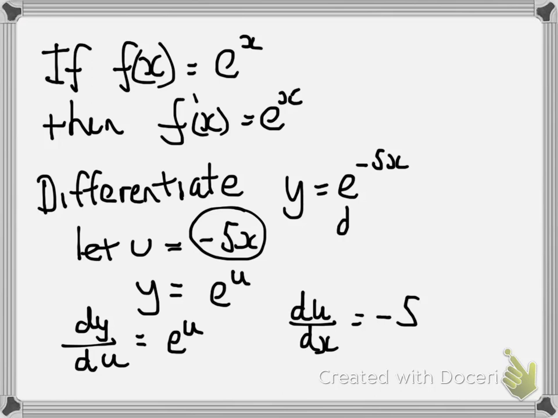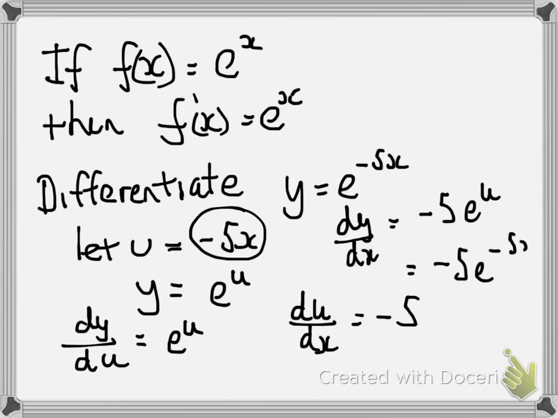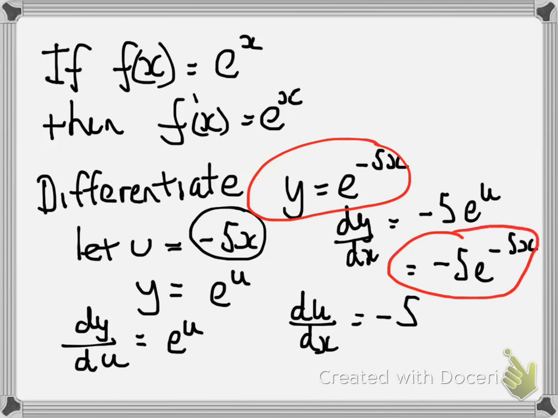So dy dx, sorry this is a bit all over the shop, but limited room, equals negative 5 times the other one, e to the power of u. What's the last thing to do then? Substitute back in. So it equals negative 5 e to the power of negative 5x. Alright, so let's get a red pen going here and circle the question and the answer.